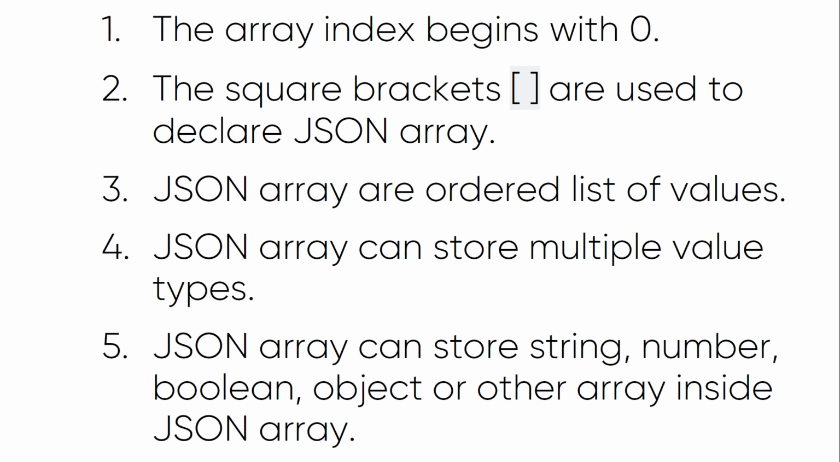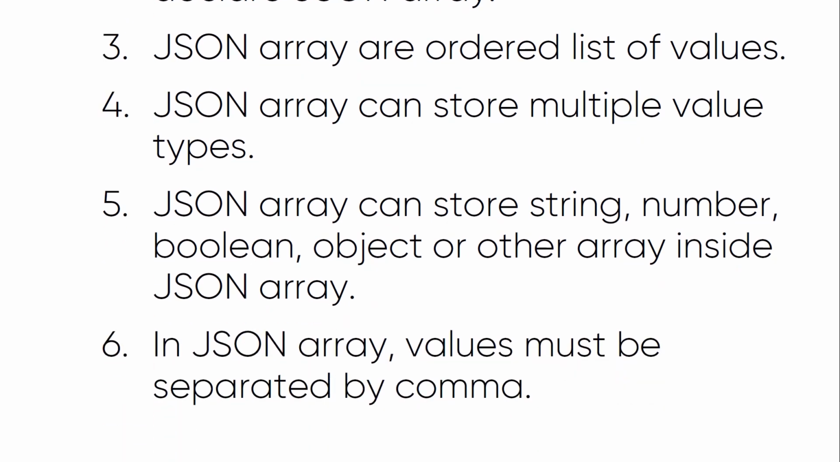The JSON array can store multiple value types. It can store string, number, boolean, object, and other arrays inside a JSON array.